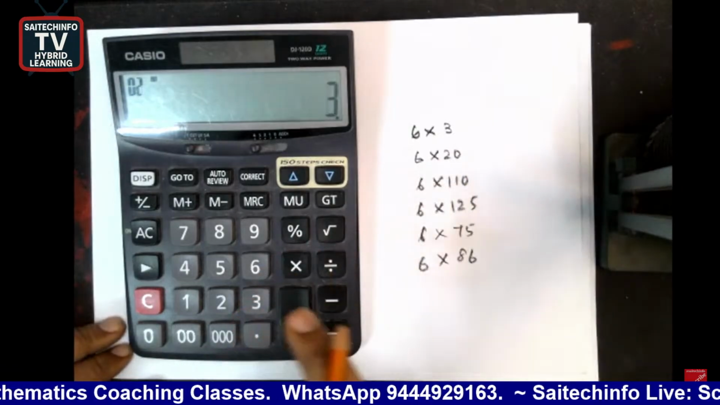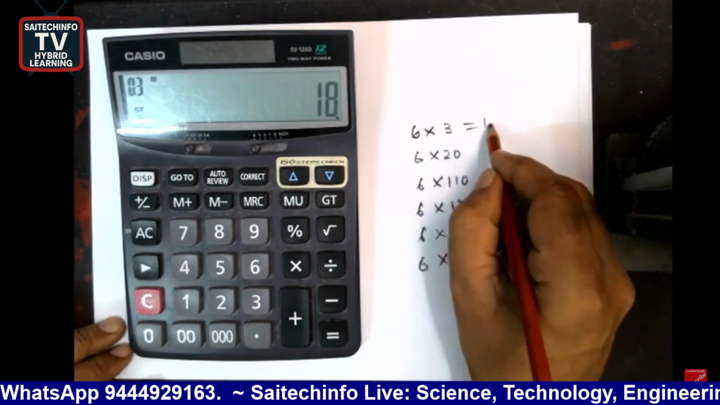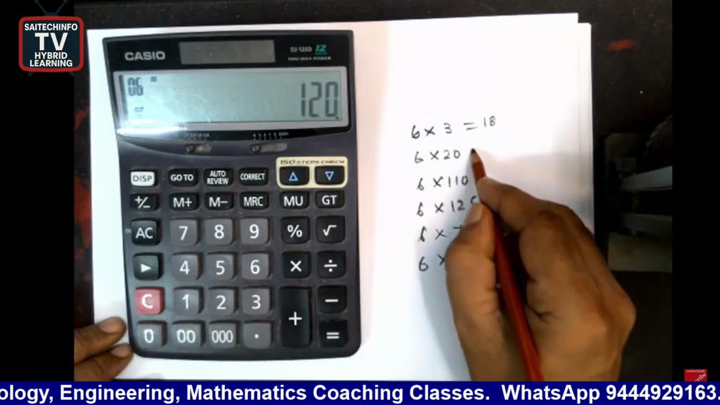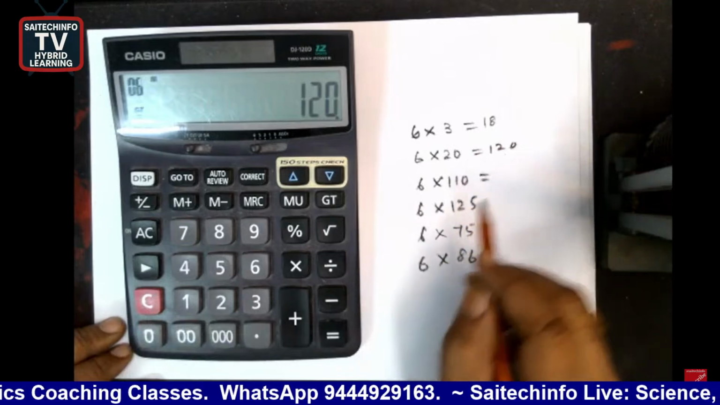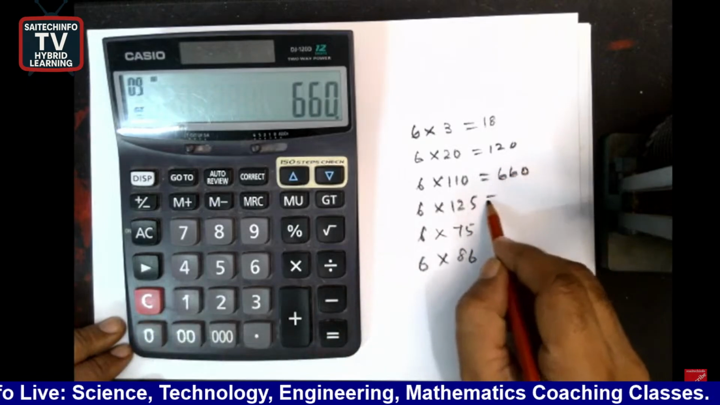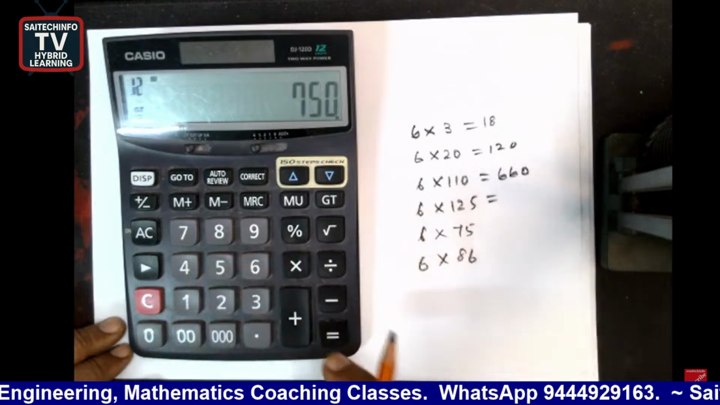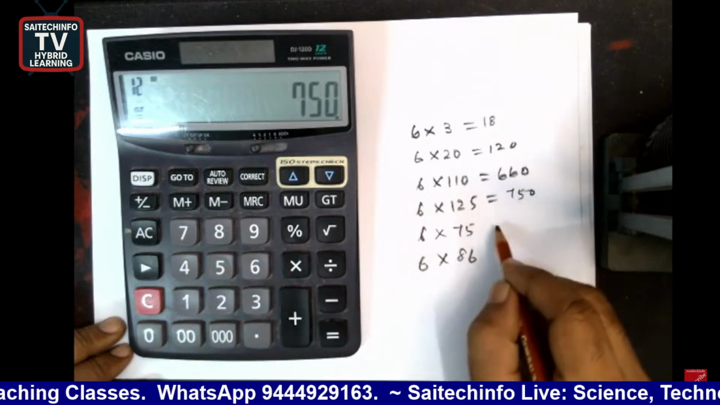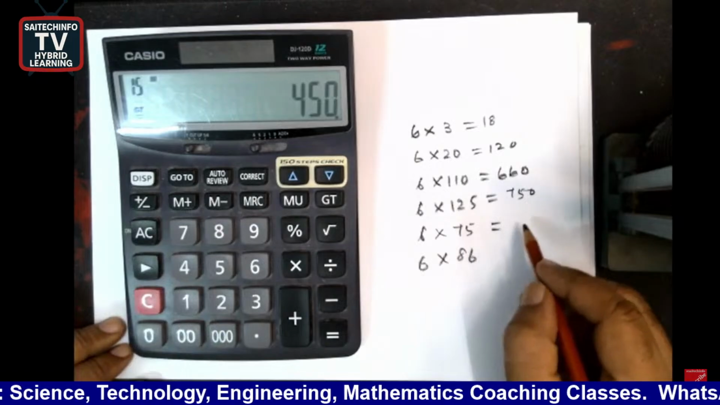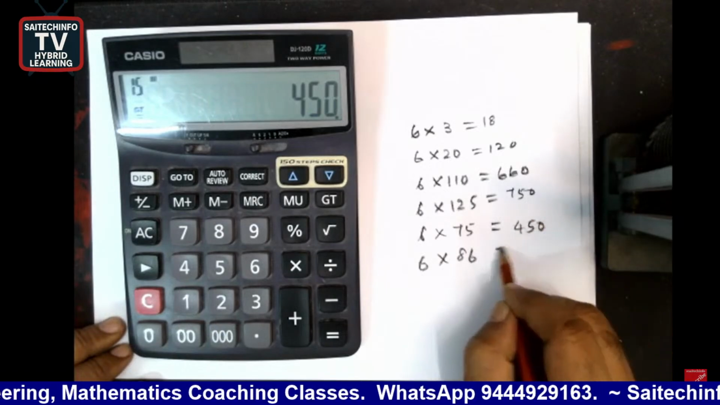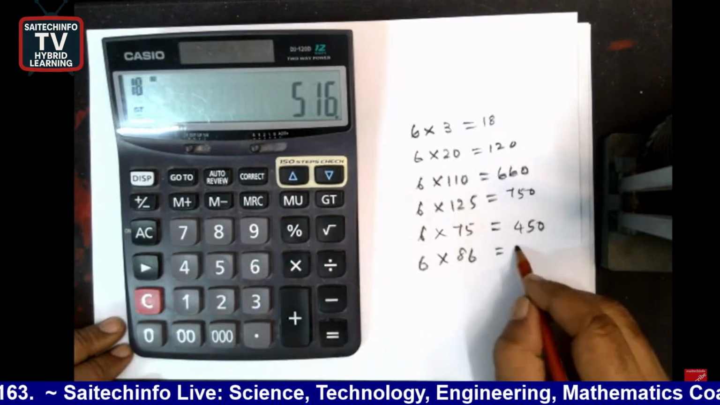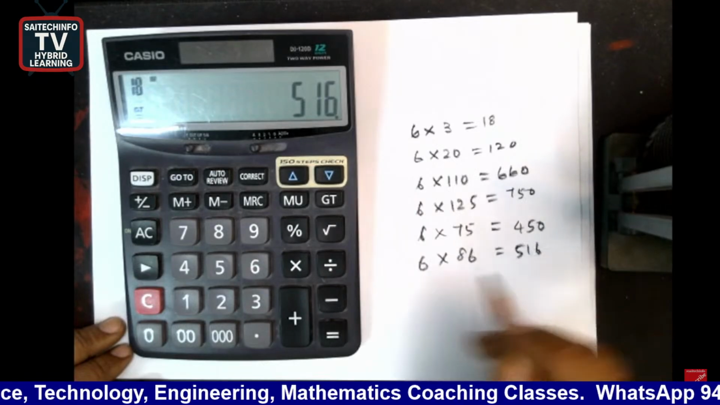இப்போ இங்கே 3 போடுவோமா? Equal to is equal to 18. ஓகே, அடுத்தது 20, simply plus 20 எவ்வளோ? 120. அடுத்தது simply plus 110 எவ்வளோ? 660. அடுத்தது simply put 125 எவ்வளோ? 750. அடுத்தது 6 into 75, so put simply 75 equal to எவ்வளோ? 450. அடுத்தது simply put 86, then put equal to எவ்வளோ? 516. எந்த காம்ப்ளிகேட் நம்பராக இருந்தாலும் சரி.